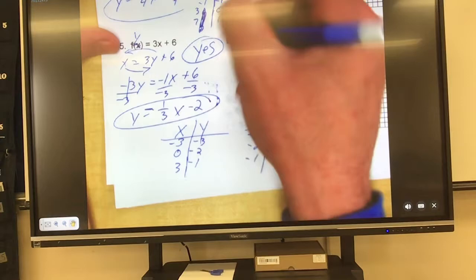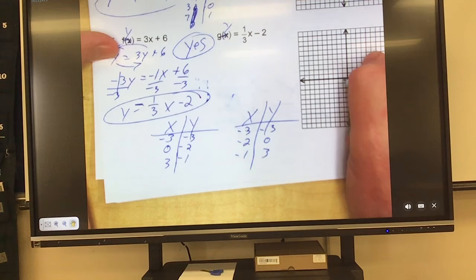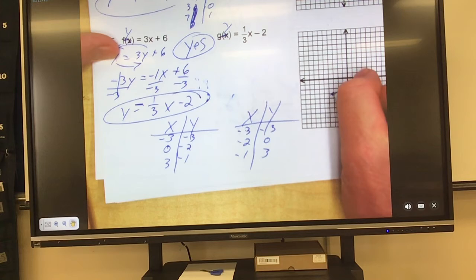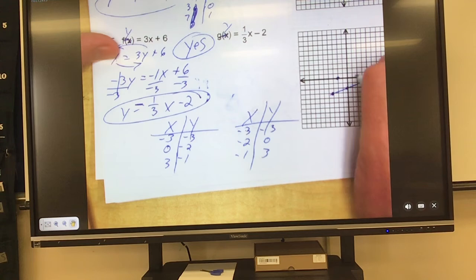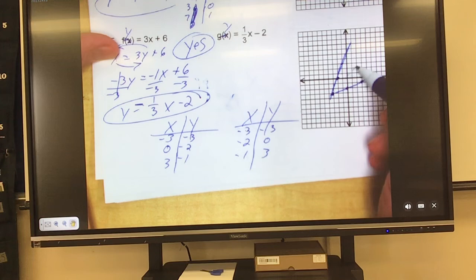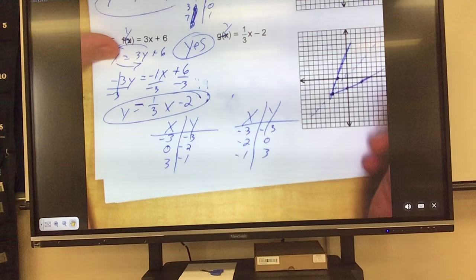So let's graph them. Over negative 3, 1, 2, 3, down 1, 2, 3, put a point. Over 0, down 2, put a point. Over 3, 1, 2, 3, down 1, put a point. It goes like that. The other ones, same thing. Over negative 3, down 3, put a point. Over negative 2, 0, put a point. And over negative 1, up 3, 1, 2, 3, put a point. And there they go. And they are inverses because this was y equals x right here. They are flipped right across one another.